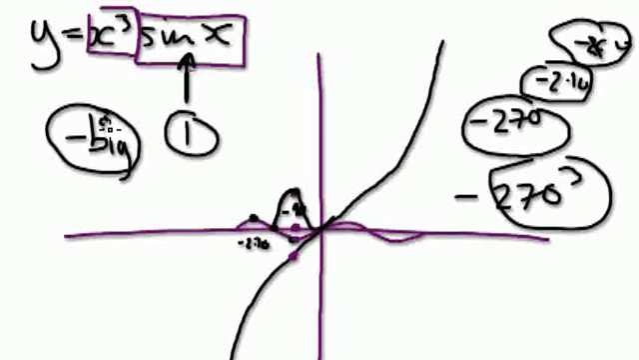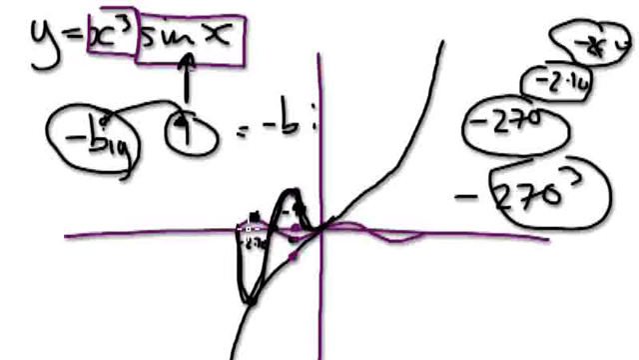Now look at this. Negative big times 1 will be negative big. So this point here will be down here somewhere. Your graph will look something like this, and then all the way down here, and then back up here. It will look something like this on the negative side.